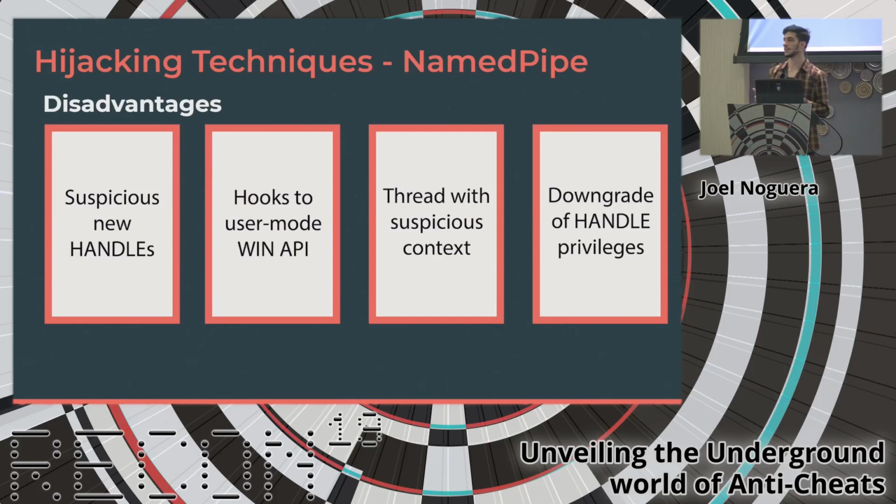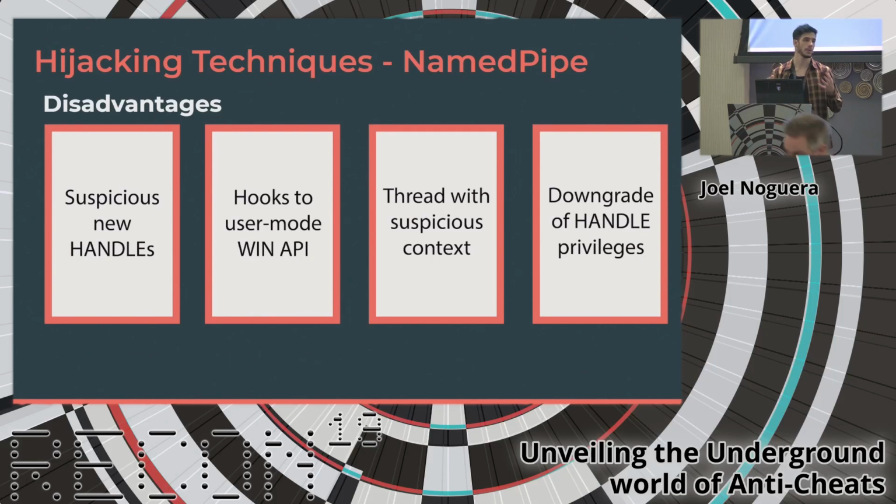The third issue is that if we are running shellcode or injecting a DLL inside of LSASS, there is going to be a new thread running in an unexpected context, maybe in an unmapped region of memory, and that's something that is quite easy to detect. And finally, there is something that I already mentioned, which is that anti-cheats usually downgrade all the handles. They do that by using the driver.